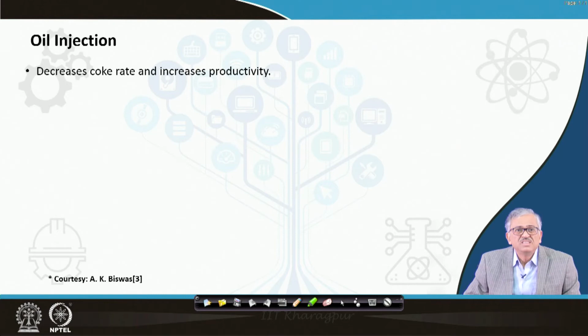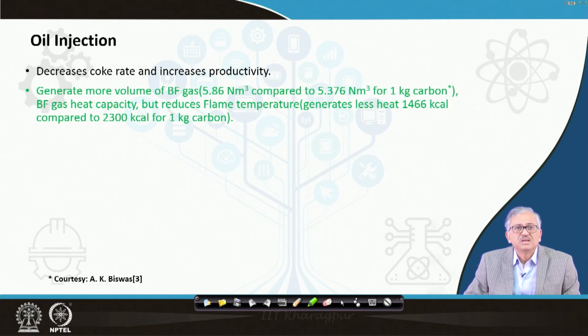Okay. Now, oil injection. What happens? It decreases the coke rate, obviously increases the productivity, and generates more volume of blast furnace gas. That is the thing. Per kg of carbon, if you burn, you can get 5.376 normal meter cube of gas. But if you burn 1 kg of oil, you can get 5.86 normal meter cube of the gas. So, it generates more volume compared to carbon.